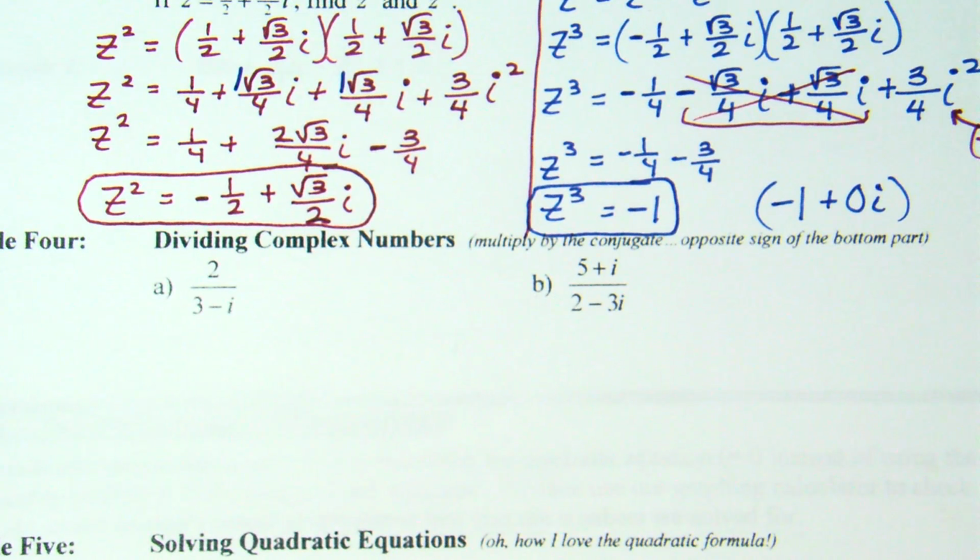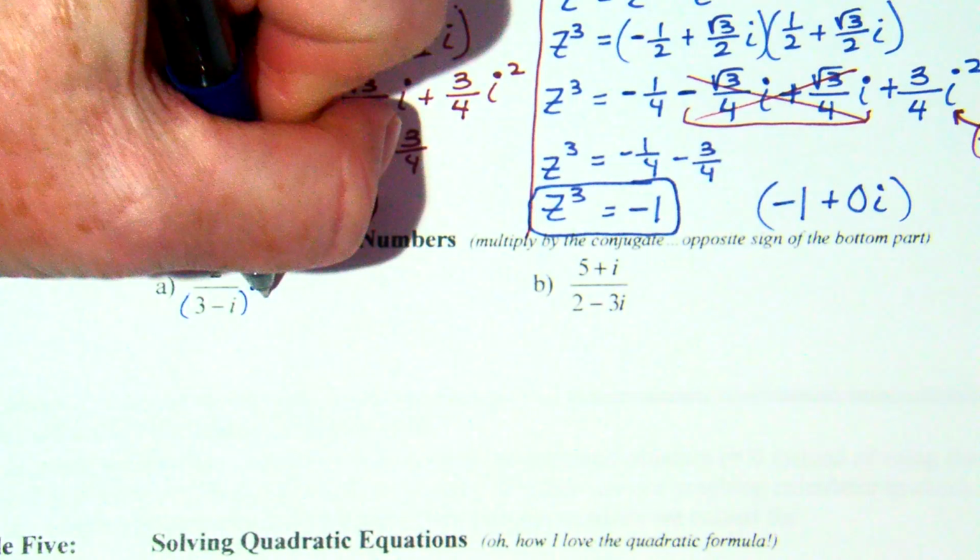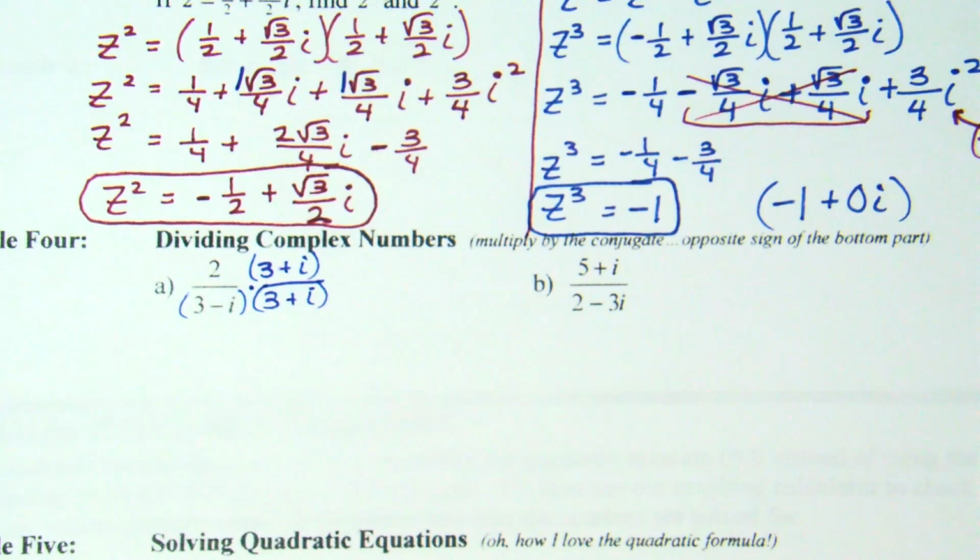So, how do I multiply on top? How do you multiply 2 times 3 plus i? Distribute the 2. So 2 times 3 is 6, plus 2 times 2i, 2 times i is 2i. How do I multiply my denominators? Binomial times binomial. We're FOILing again.